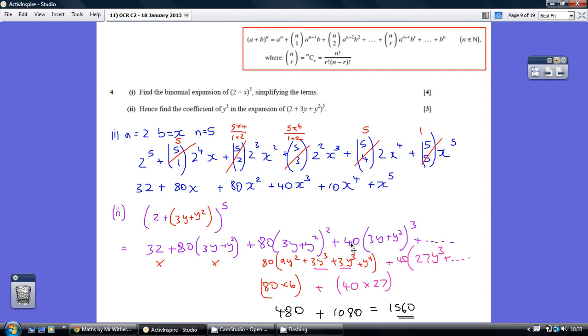Now moving on to our fourth term here, our only y cubes are going to come when it's the 3y times the 3y times the 3y. So 27 y cubes, 40 lots of that, so 40 lots of 27. So our total number of y cubes are going to be these two added together, which is 1560.